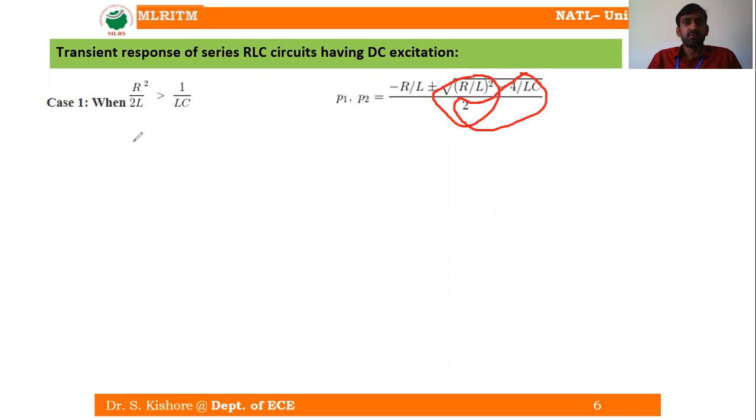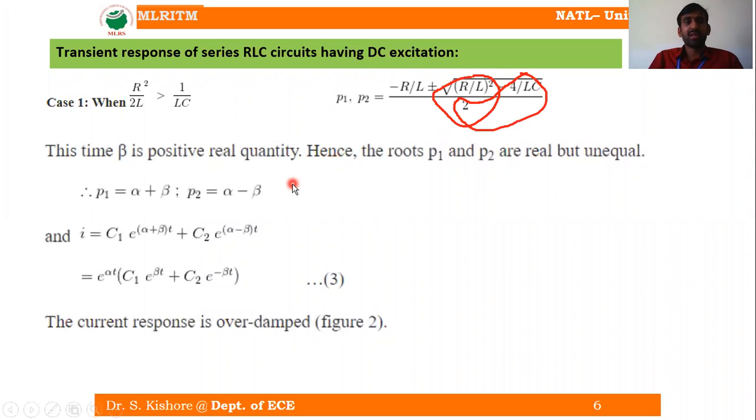so what could be the case? If this value is greater than this value, obviously the value of P1 and P2 is going to be real, as we are having a root over here and a plus or minus value. So for plus, we are going to get one value. For minus, we are going to have another value. Right? So that means the roots are unequal, but real. Roots are real and unequal.